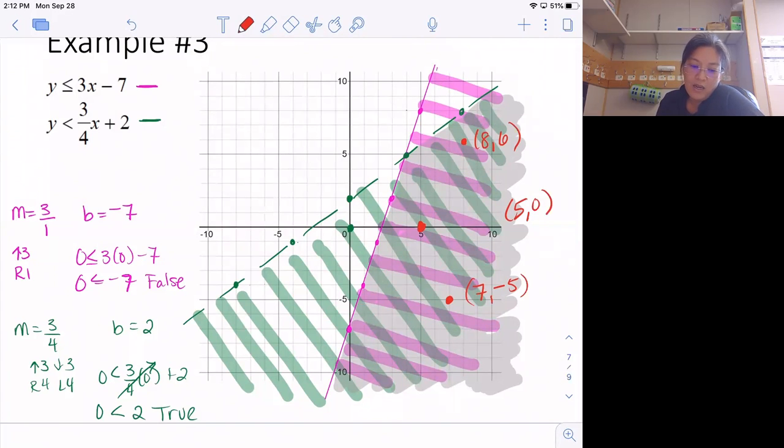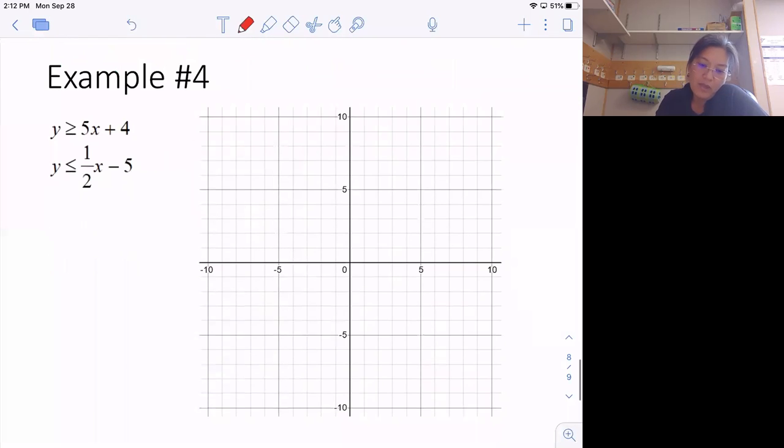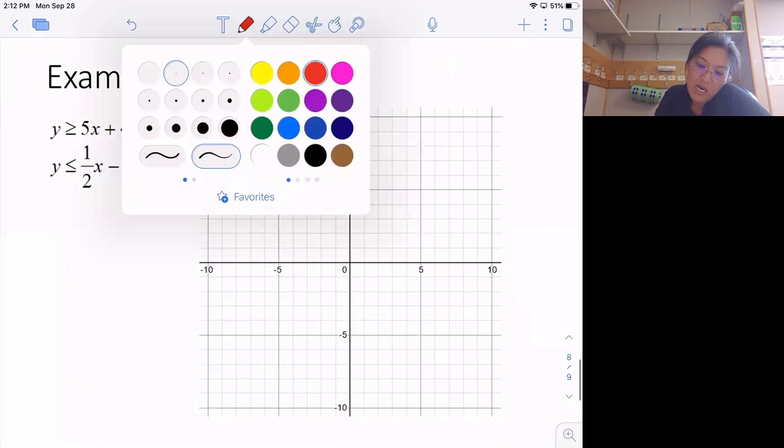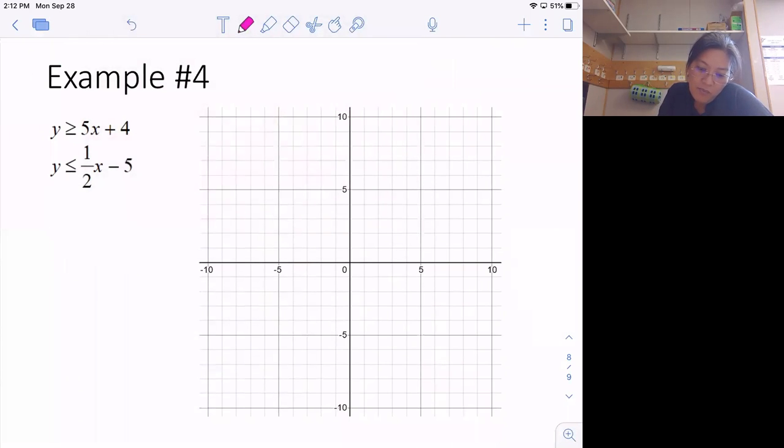Okay? All right, last example. What kind of lines? Solid on both, you're right. And now we just need to graph them. So first one, m is 5 over 1. So up 5, right 1. Down 5, left 1. Sorry, my y-intercept is positive 4, so I'm going to start at 4. I'm going to go up 5 to 9, and over 1, down 5, left 1, down 5, left 1.